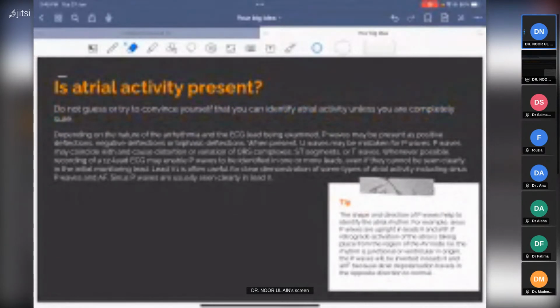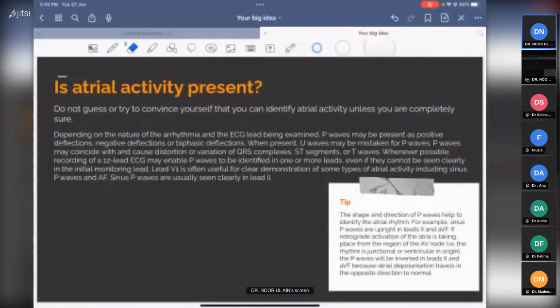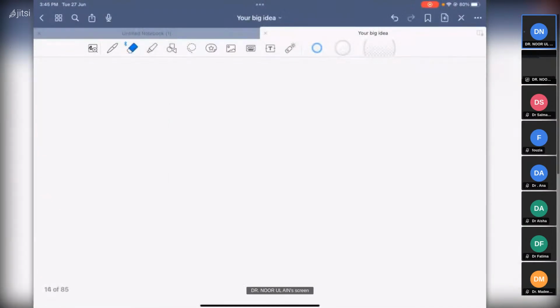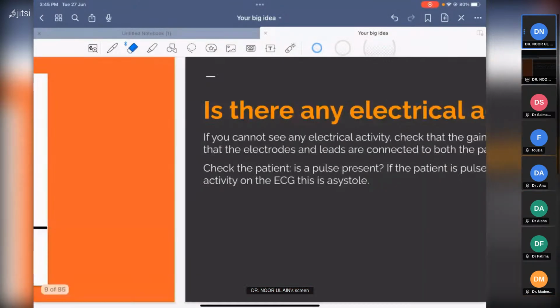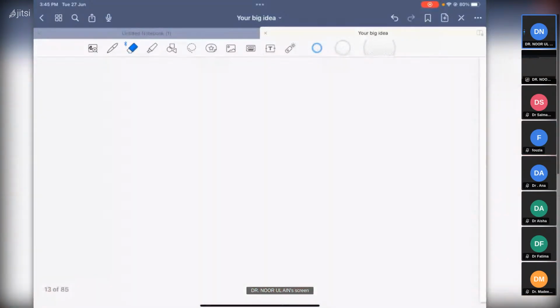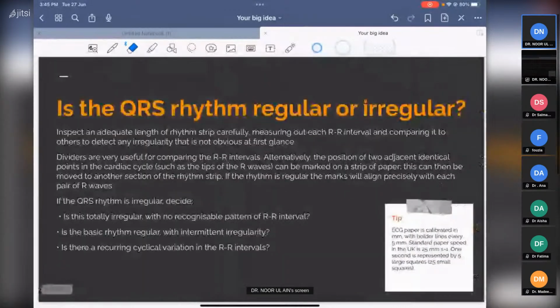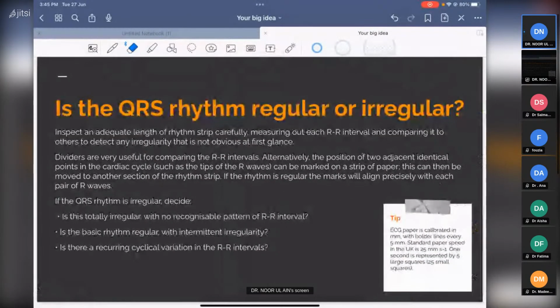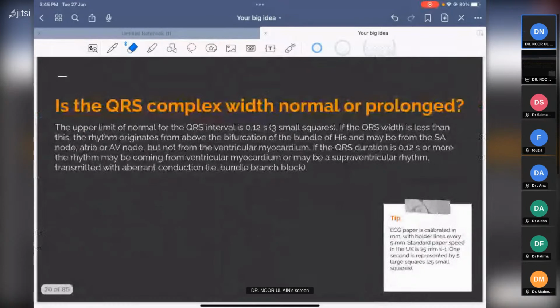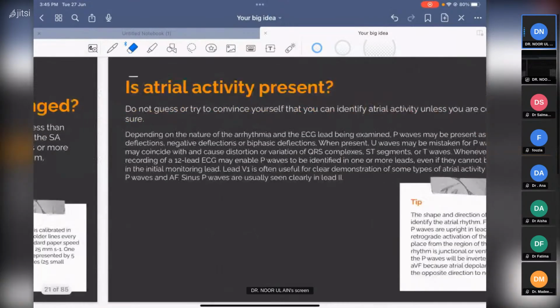And these 4 questions, when you answer them: is there any electrical activity? The 4 questions again, sorry for dragging it for so long. Is there any electrical activity? You know the answer for it. Your second question, what is the heart rate? Is the QRS regular or irregular? And is the QRS complex normal or prolonged? With 4 questions, you have solved 80% of the problems, and I will talk about it.